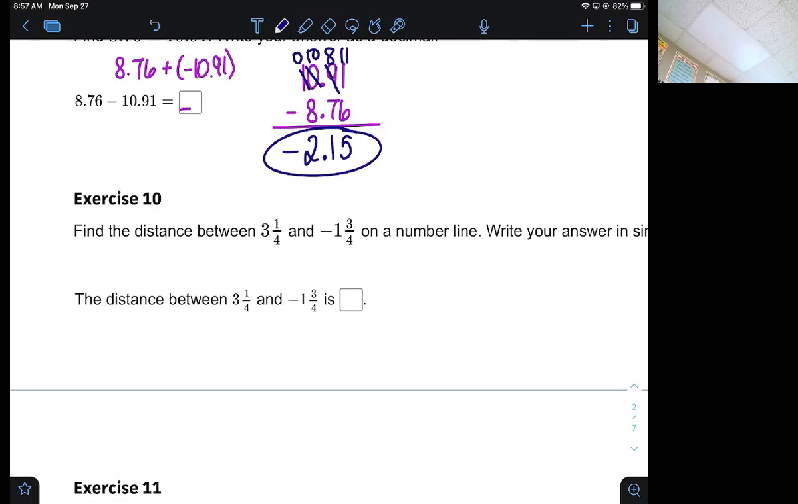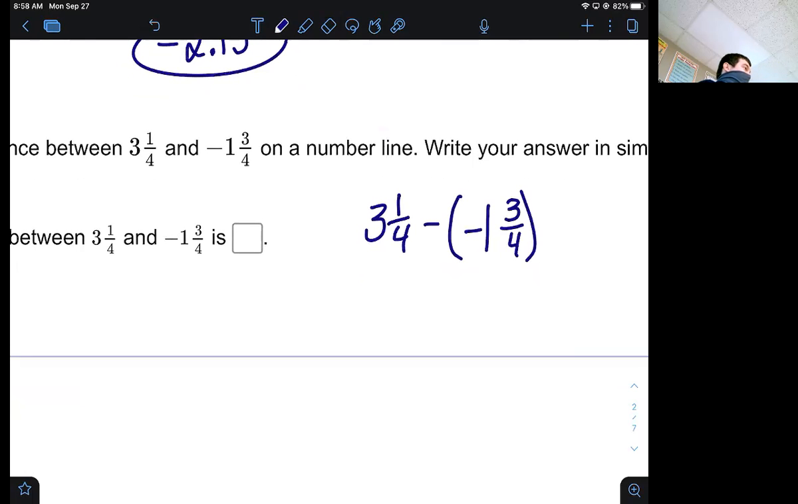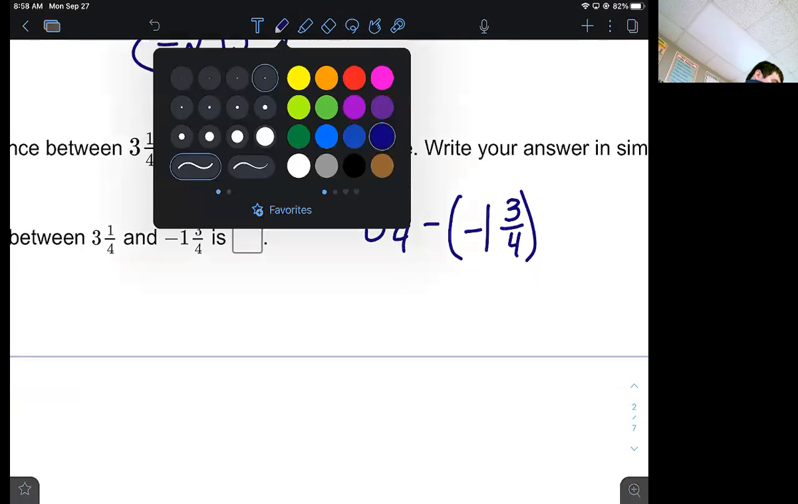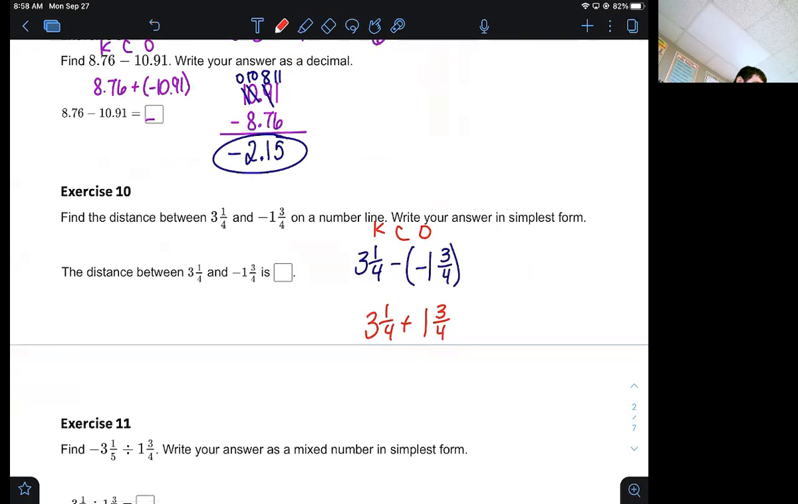So I'm going to take the biggest number I got here, which is the positive 3 1/4, and I'm going to subtract it by the smallest number, the negative 1, the negative 1 3/4. That's going to tell me how far these numbers are apart. Now I'm going to use keep change opposite. And that just becomes 3 1/4 plus positive 1 3/4. And actually it doesn't say that I have to write my answer as a mixed number, but I'm going to leave them as mixed numbers anyways.